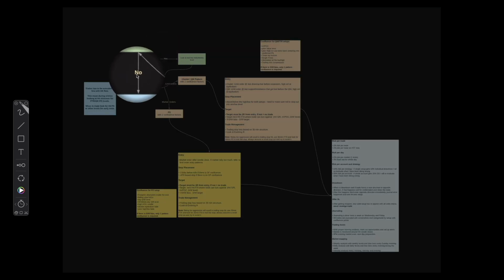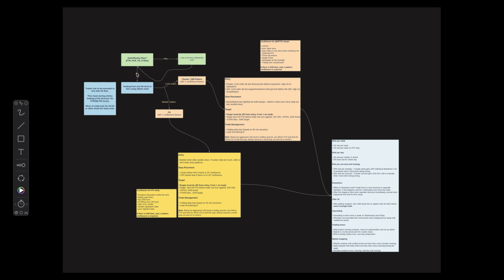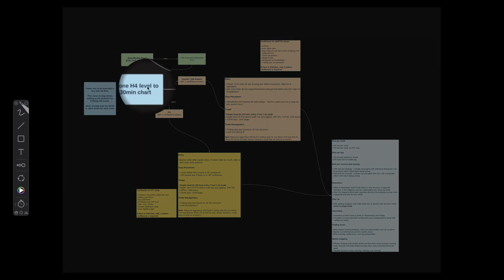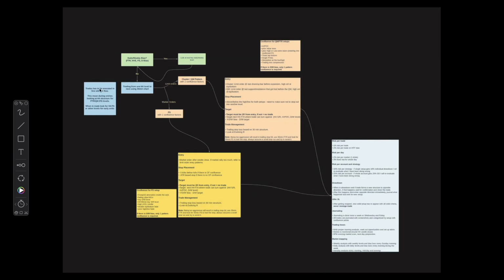If the answer to this is no, if the market is trading to nowhere, I am trading from one H4 level to the next using the 30-minute chart. And this is an important disclaimer: trades have to be executed in line with H4 flow. This means during entries on a 30-minute chart, I'm looking at H4 structure for the cluster, QM, or failed swing levels. When in a trade, I'm looking at H4 failed swings or other levels for early exits. When trades are going my way, but there is some nasty H4 rejection from a level I wasn't expecting, I need to question if I want to be in that trade any longer.